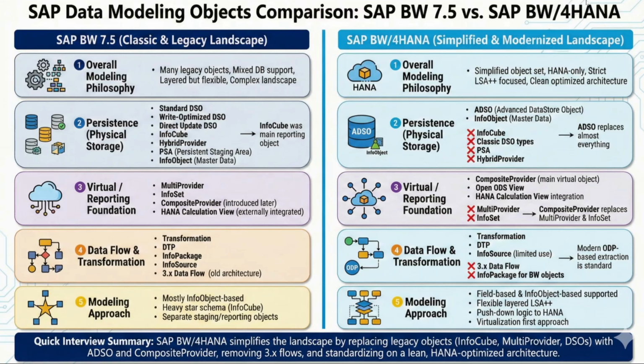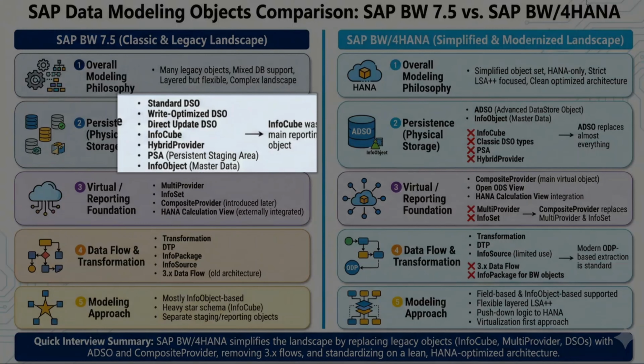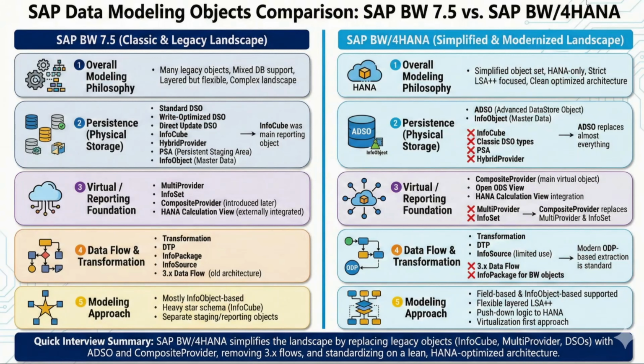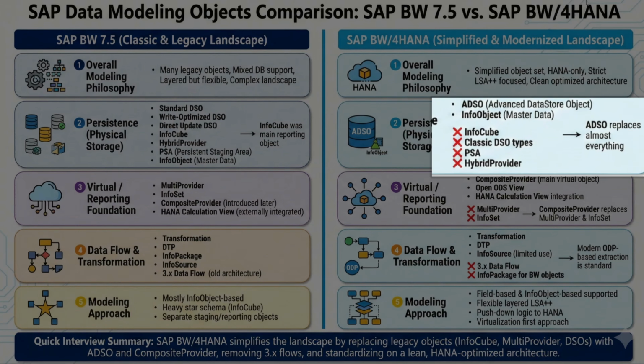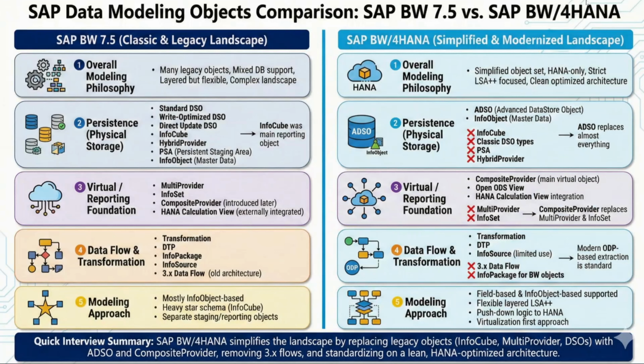Number two is physical storage, and this is where you will see a massive update. In the older version, we used many different containers to store data like InfoCubes, PSA, and different types of DSOs. In BW for HANA, almost all of those old objects are gone. They have been completely replaced by just one main storage object, the ADSO or Advanced Data Store Object.